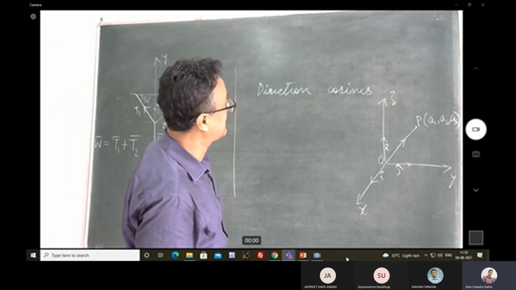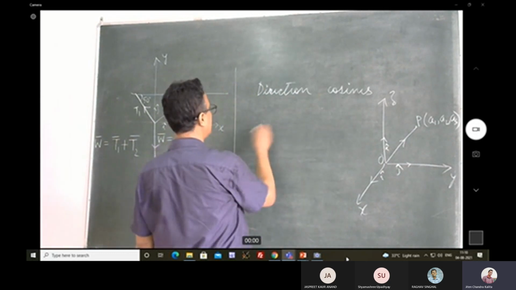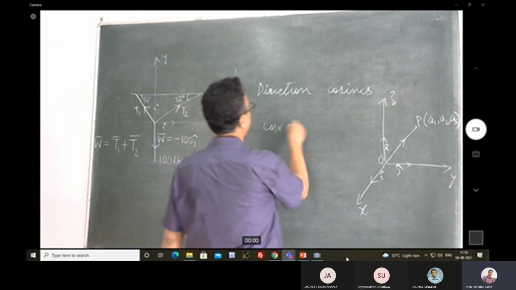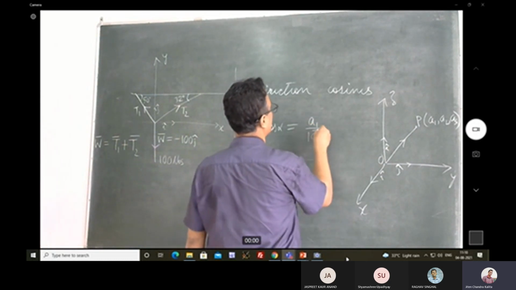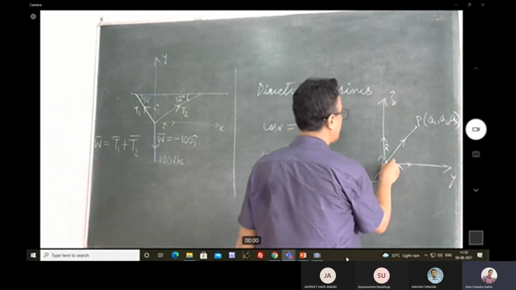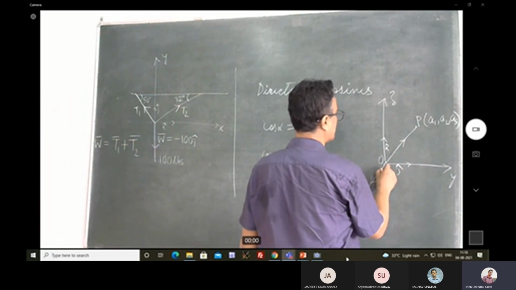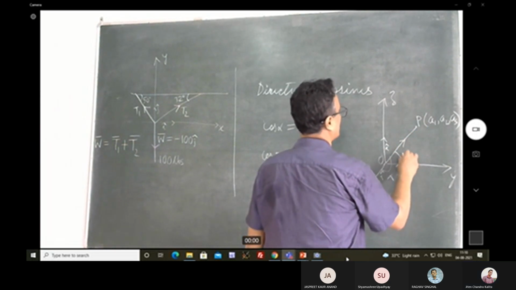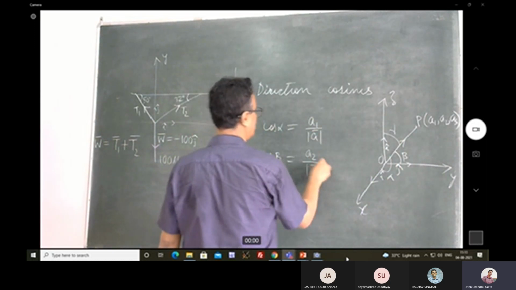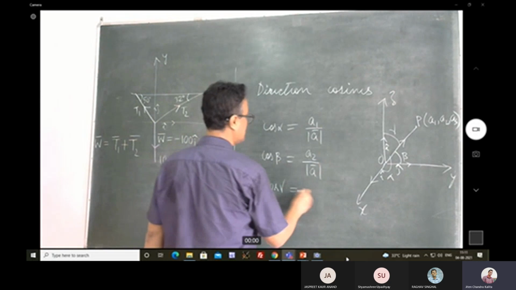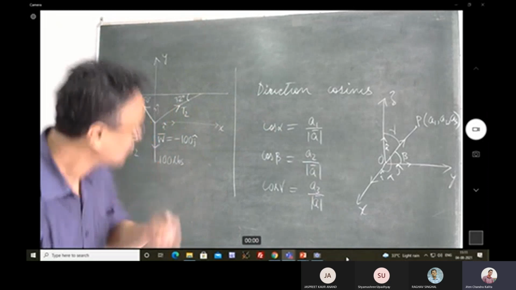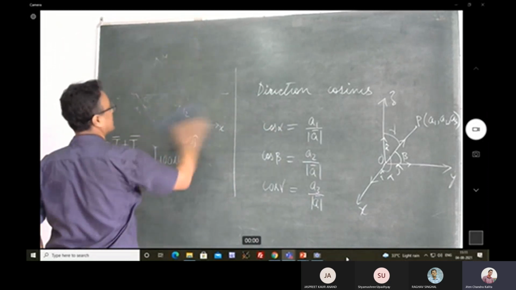Okay, and then we had seen that cos alpha turned out to be A1 by A bar, and cos beta, where alpha, beta are nothing but the angles made by this vector with the x-axis, y-axis, and z-axis. And cos beta was equal to this, and cos gamma is equal to this.